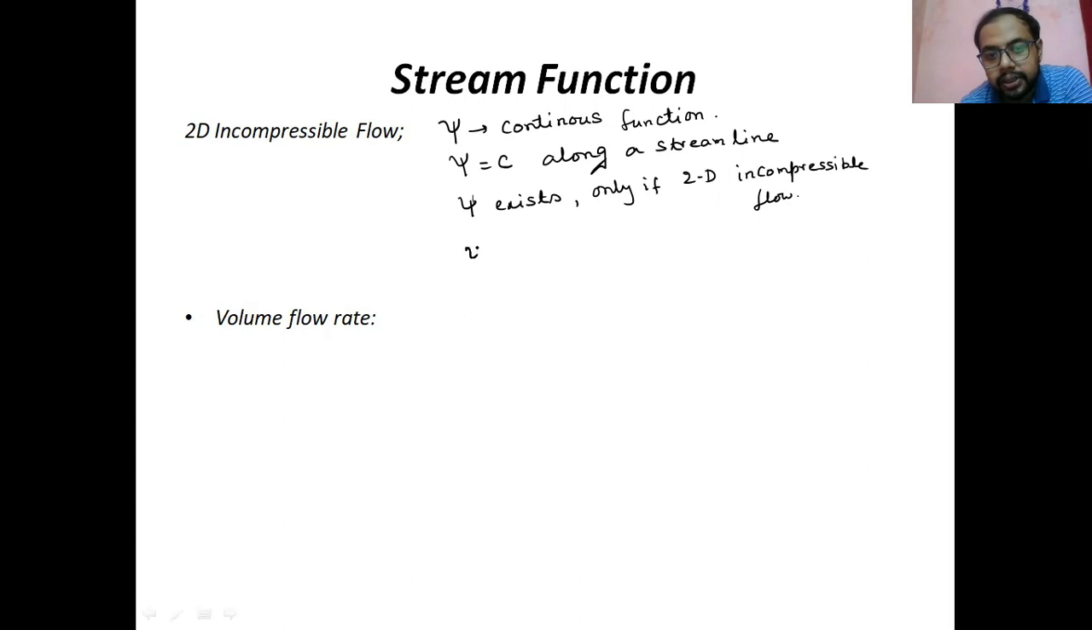In that case, u, the velocity along the x-axis, is minus del psi by del y, and v is equal to del psi by del x. So this is the bullet point we are talking about here.